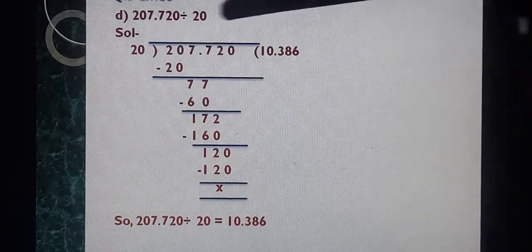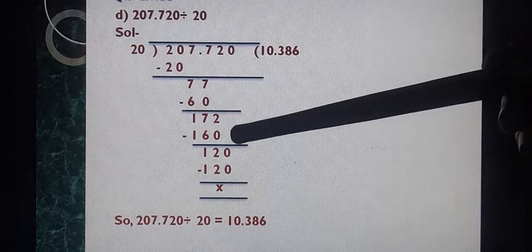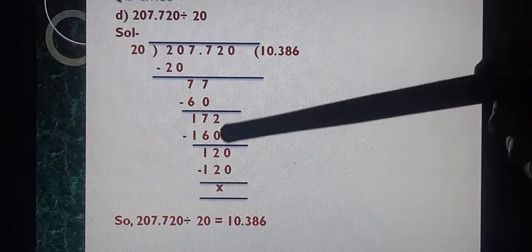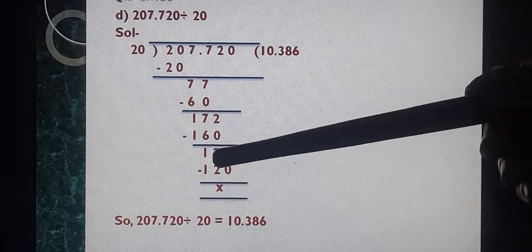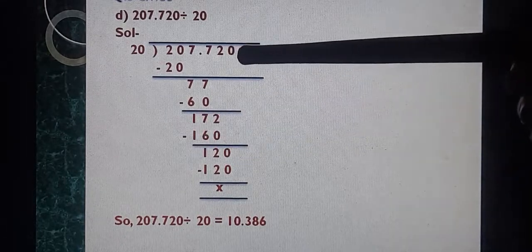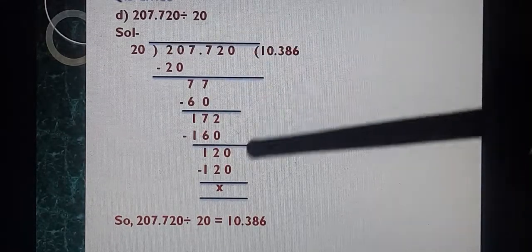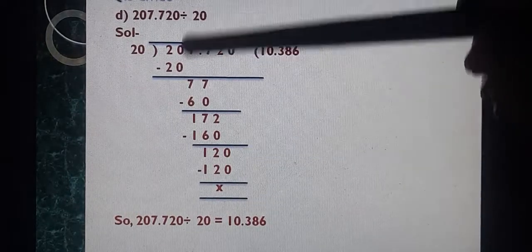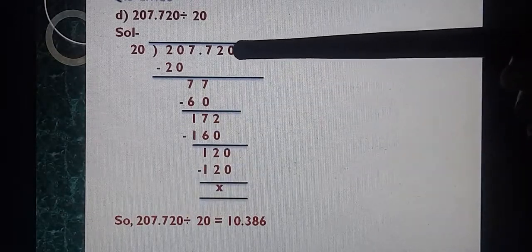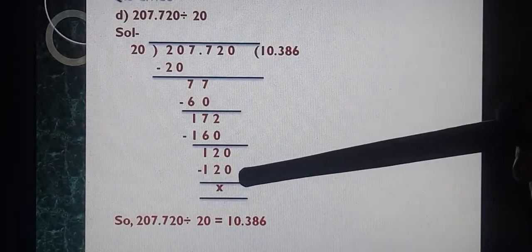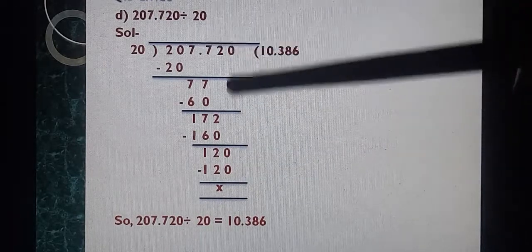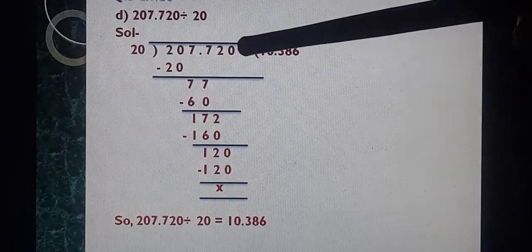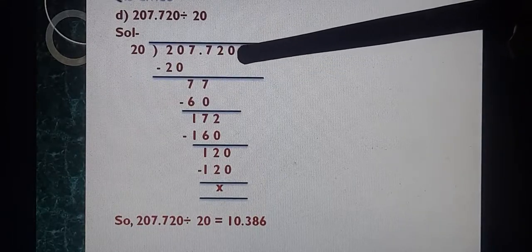172. So 20 8s are 160 because 2 8s are 16. 20 8s are 160. Now 2 minus 0, 2. 7 minus 6, 1. 1 minus 1, 0. Next digit 0. 20 6s are 120. Division is completed. Right? Now write down the question again. We have not added any extra 0 in our dividend because our division is complete. So when you write the question again, write from here, because sometimes you take extra zeros also. But here we have not taken any. In the previous question we had taken one.